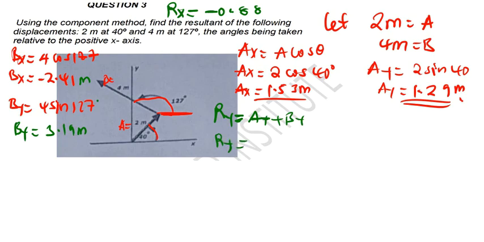Ay is 1.29, By is 3.19, Ry will be 1.29 plus 3.19. So I'm getting 4.48. Ry is now positive. What will be the conclusion? It's in which quadrant?